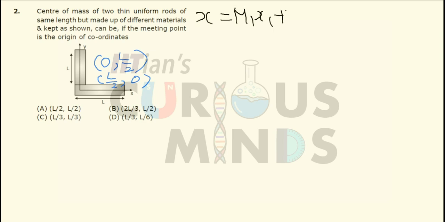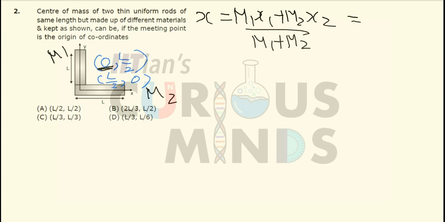m1 x1 plus m2 x2 divided by m1 plus m2. The mass may or may not be the same. Now the x1 for the first rod is equal to 0. Let this rod be m2 and let this rod be m1. So it will be equal to m2 into L by 2 divided by m1 plus m2. This will be the center of mass along the x-axis.